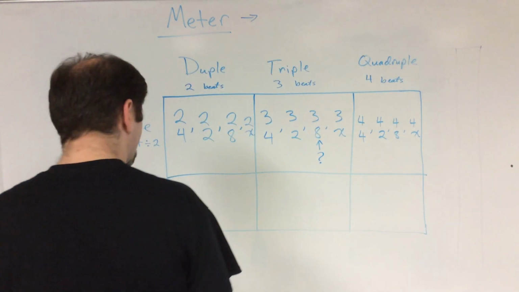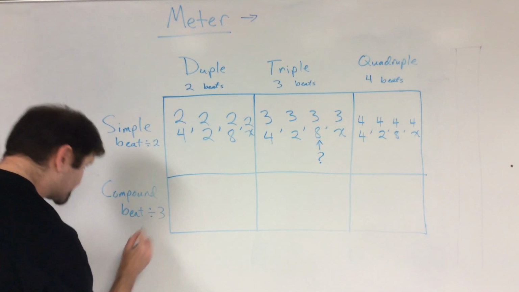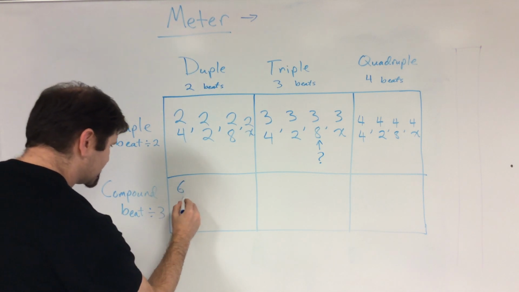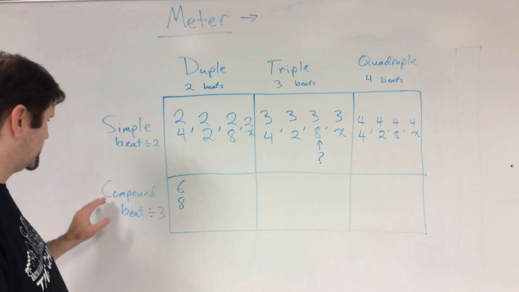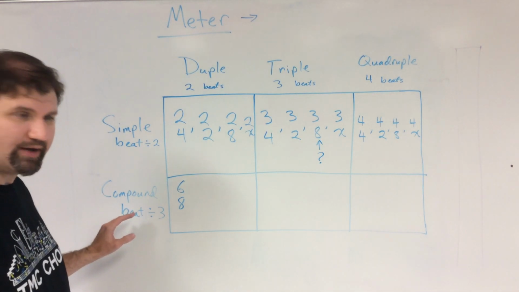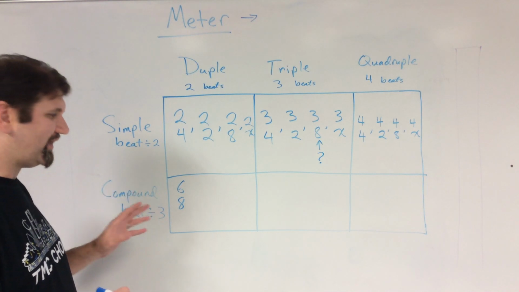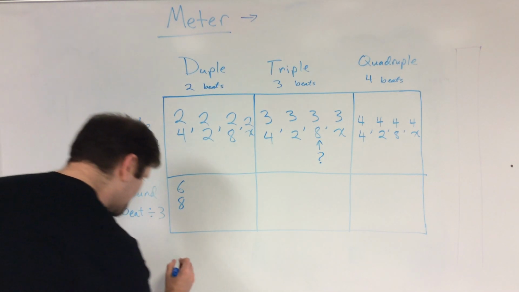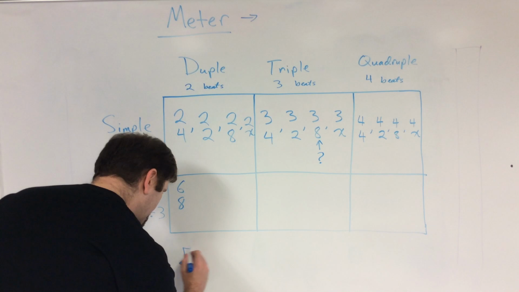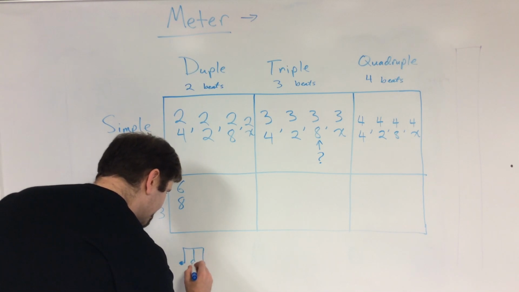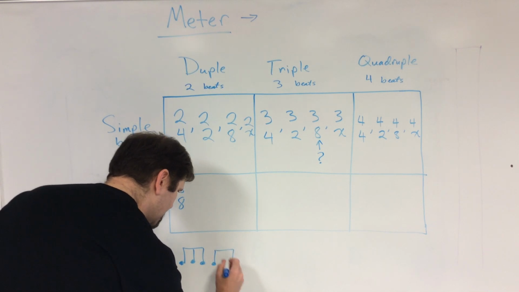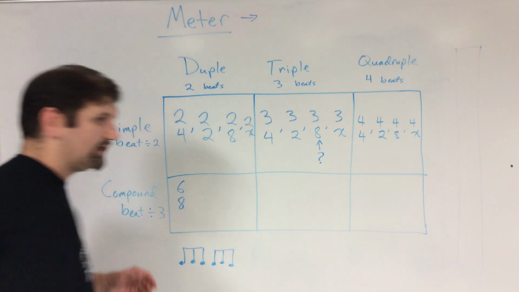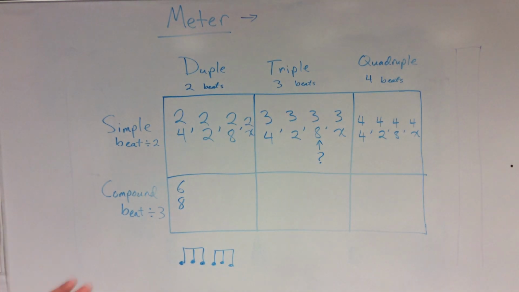If I had something that was, I'll give you the most classic example, 6/8, which is a duple meter that is also compound. It's a compound duple. If I think about 6/8, 6/8 is really 3/8 notes and 3/8 notes. It's 2 structures with 3/8 notes each.